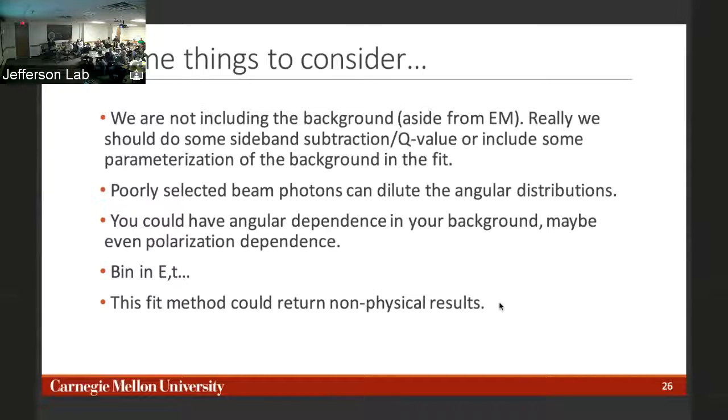Also, if you misselect the beam photon, you can dilute these angular distributions, because you can imagine you picked the wrong energy, and that means you've also picked the wrong polarization for that photon. So that feeds into this amplitude for the 3 pi angles. You could have some angular dependence in your background, and you better watch out that you don't have polarization dependence also, and things like this when we start to combine these different para and perp samples.